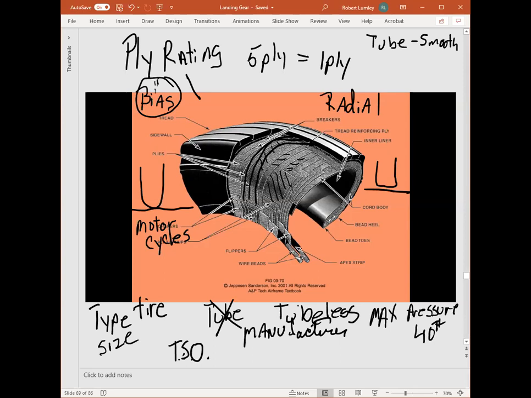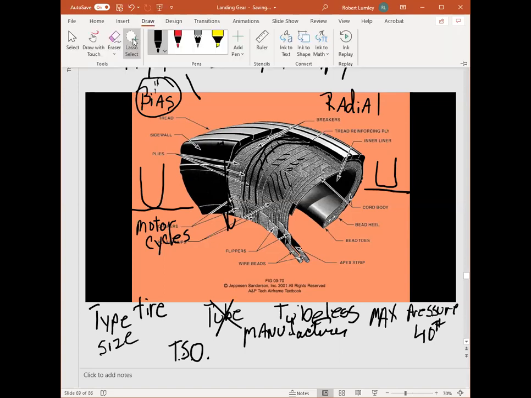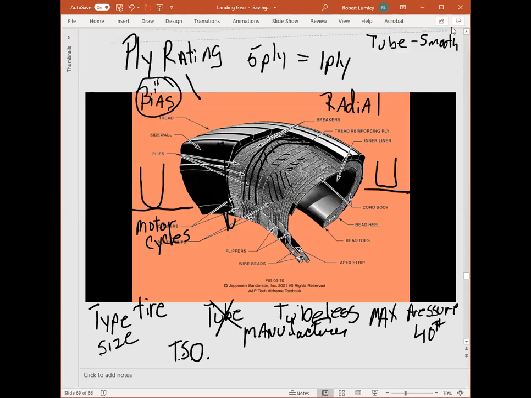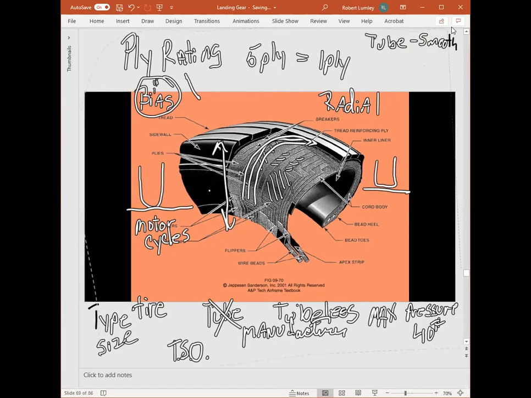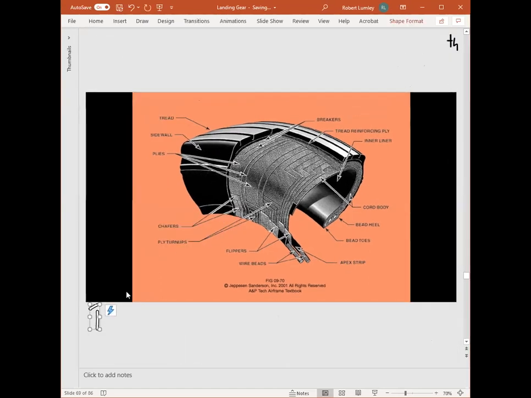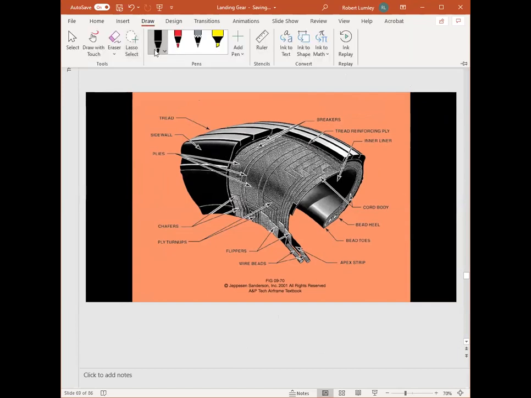All right, next I'm going to talk about the sidewall of the tire, okay? And that's basically this part right here, the construction of the sidewall. Now, I'm going to get rid of some of this drawing because... All right. The sidewall of the tire, right? Now, there's a difference between aircraft tires and automobile tires. And one of the big differences is the stiffness of the sidewall. Okay.